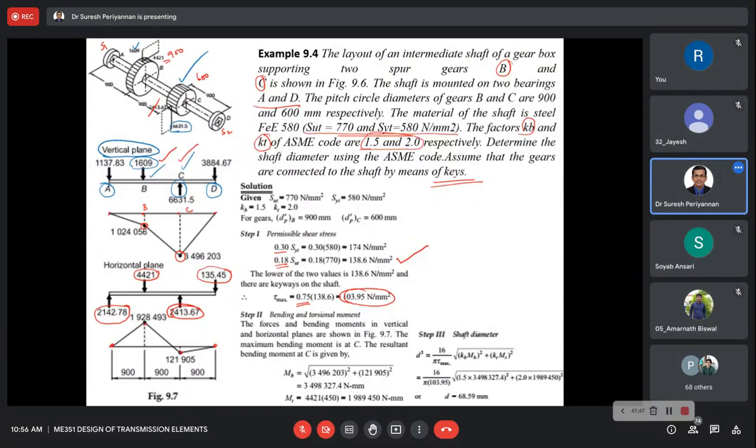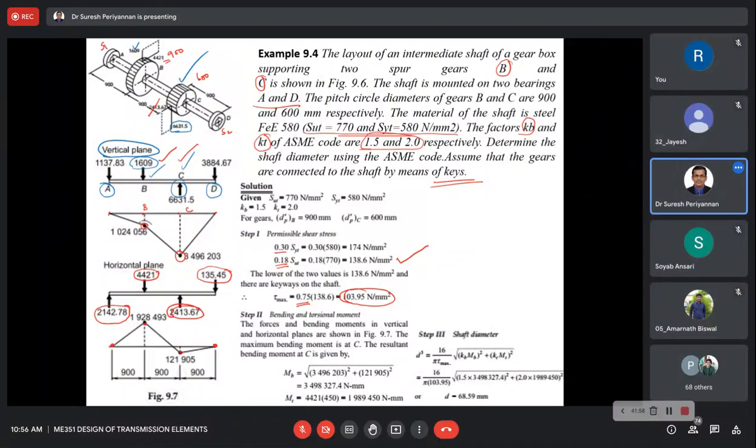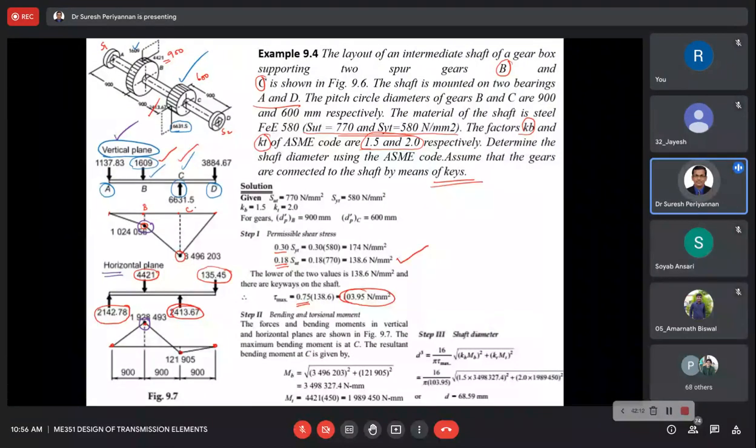Bending moment calculation at each location, at each point. Now we know the bending moment at these two points. Find the maximum bending moment. Because this is with respect to the horizontal plane and this is with respect to the vertical plane, we have to go for the resultant bending moment at point B and at point C. The resultant bending moment at point B is like this.